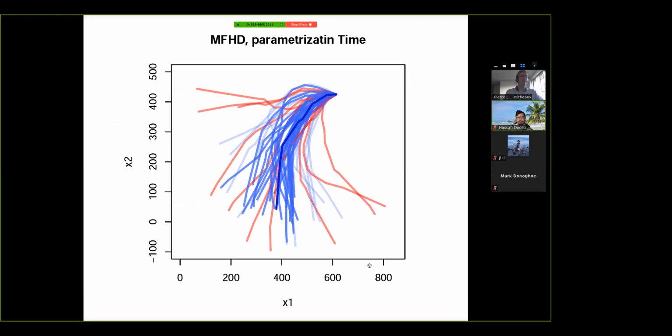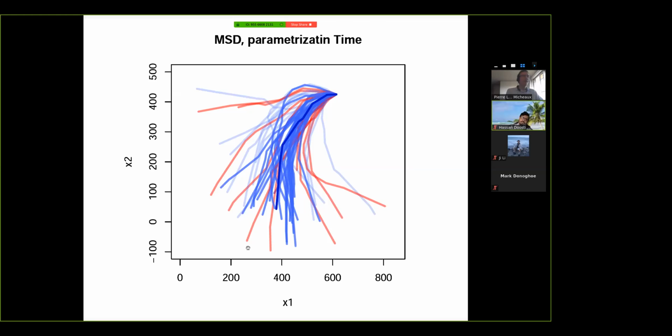So here, these are the multivariate functional half-depths that were presented at the beginning of the talk. And you can see here, using this time parameterization, there is the same type of problem. These red curves are identified as outliers, but they are right in the middle of the bundle, so they should not be labeled as outliers. If we use an arc length parameterization, we can see that the same type of problem occurs.